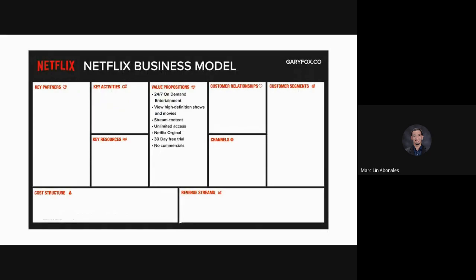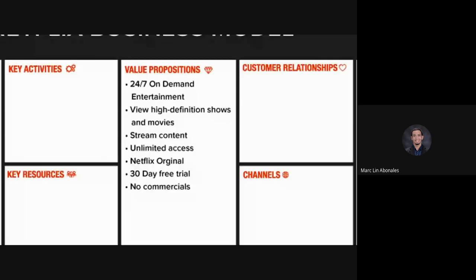So here, ang gibutang diri na value proposition or na masatisfy sa mga customers are 24/7 on-demand entertainment, view high-definition shows and movies, stream content, unlimited access, Netflix original, 30-day free trial, and no commercials.